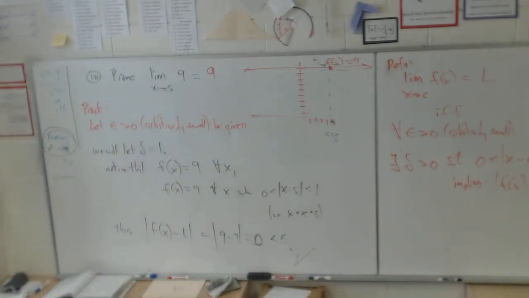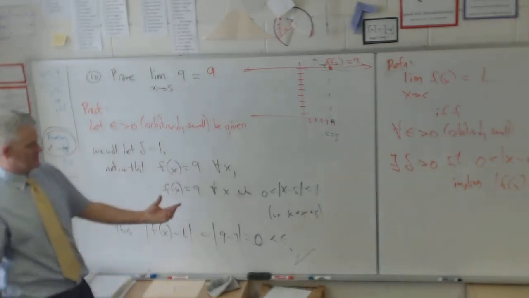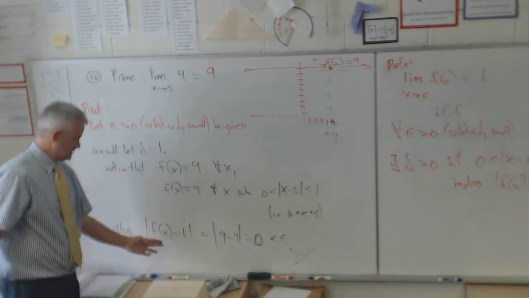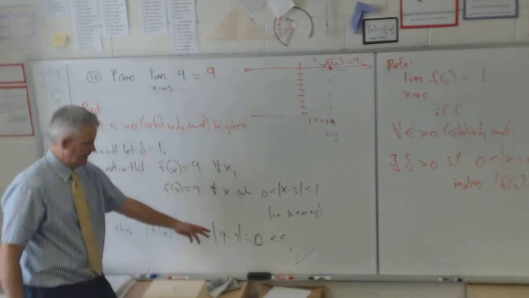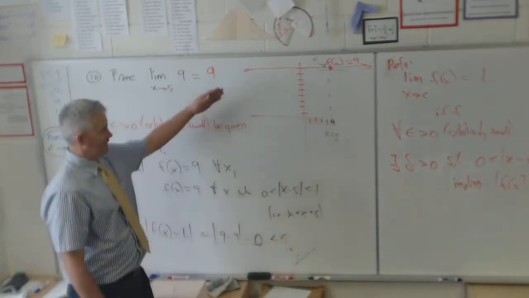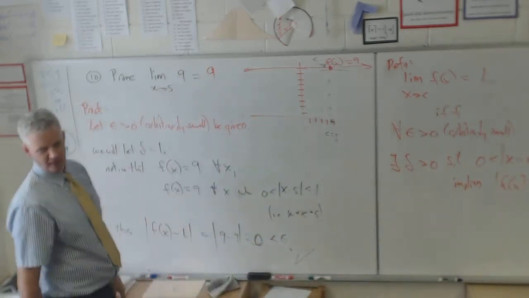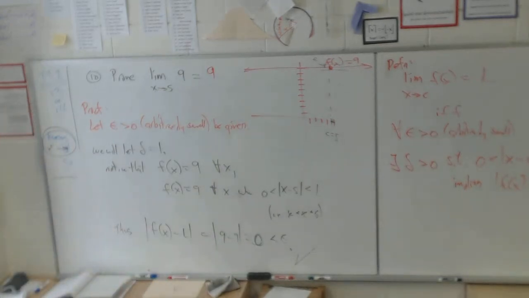In my proof, I had to show that there was a delta where, as long as I was within delta of 5, the distance from the y value to the limit was less than epsilon. And of course, the distance is 0 because it's always 0 away from that. Trivial.